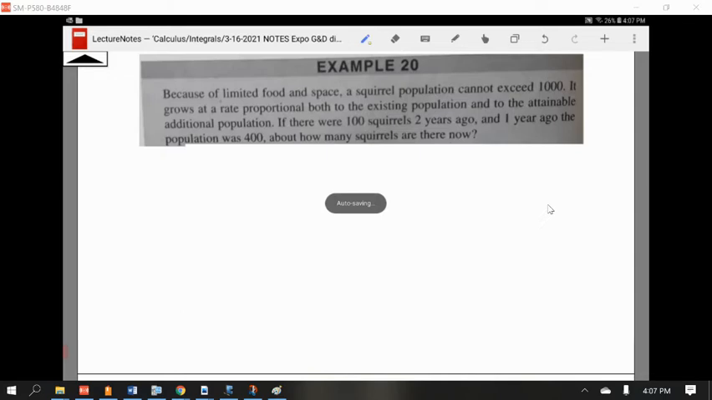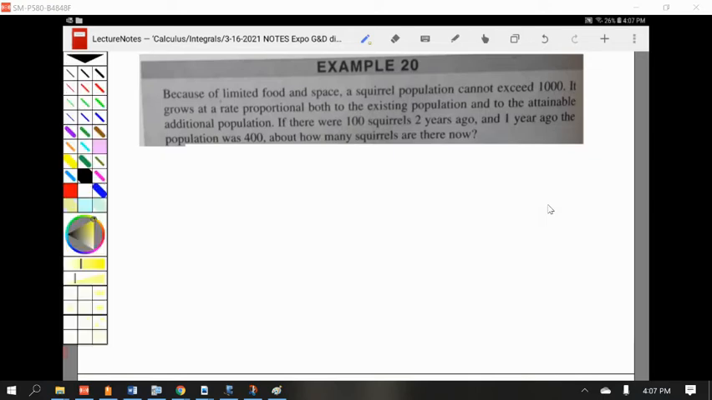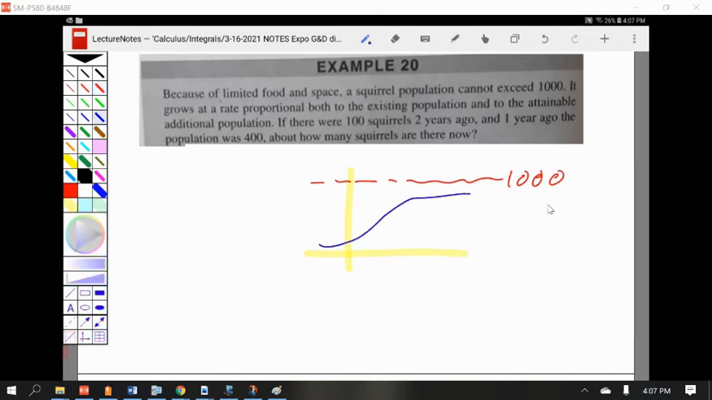Exponential growth, decay, logistic growth. Because of a limited food space, a squirrel population cannot exceed 1,000. Oh, bam, right there. I'm thinking about some graph where there's 1,000 squirrels, right? The graph is going to approach some limiting value of 1,000. It grows at a rate proportional to both the existing population and to the attainable additional population. So we are talking about logistic growth. You look for that word because we're talking about this much and then the other part, right? They are being producted together.